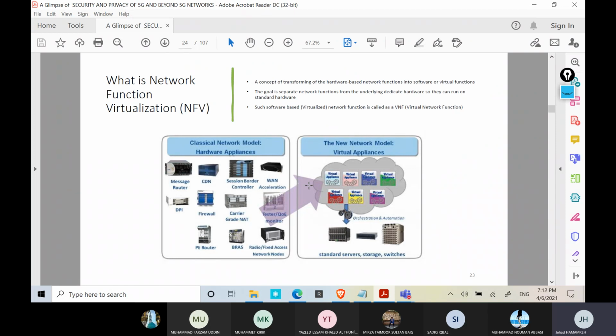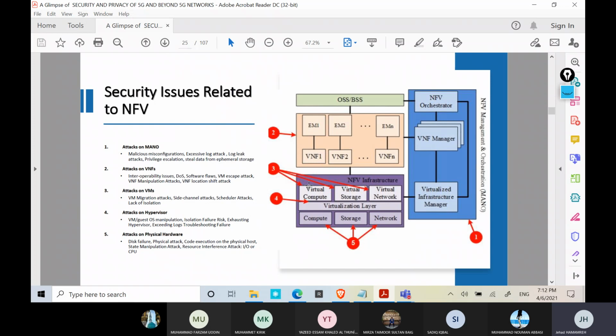This picture here is very explanatory. You can notice that we replace those old hardware devices with normal devices, and the specific tasks that the old hardware devices were doing can be replaced with software. And this brings some security issues.